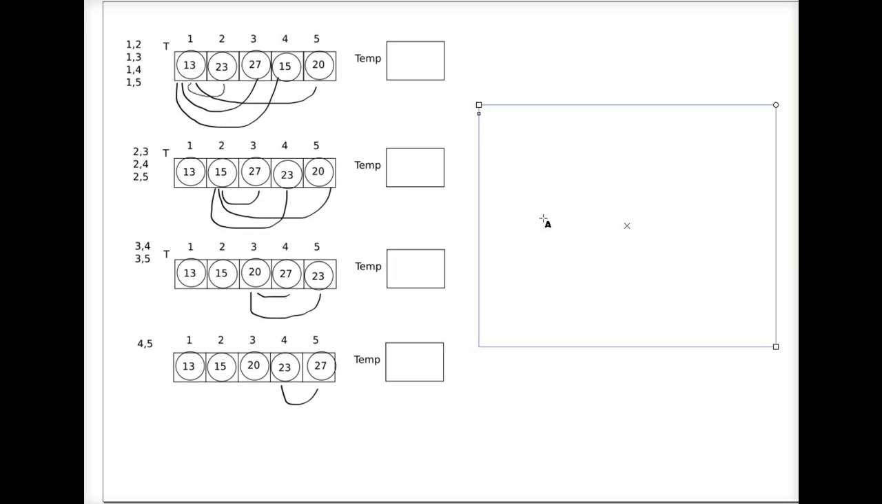So I write a very simple if command. If array T1 is bigger than array T2, then we do the swap. And the swap basically involved using the temporary location.